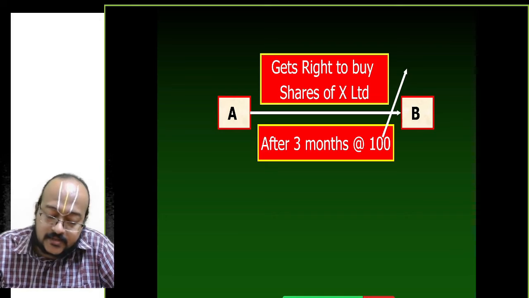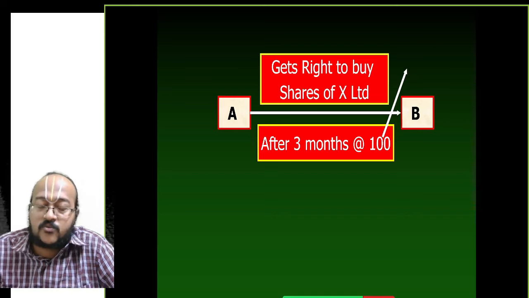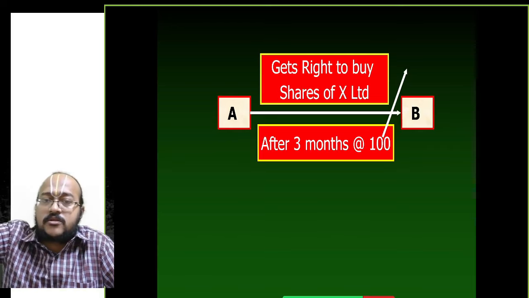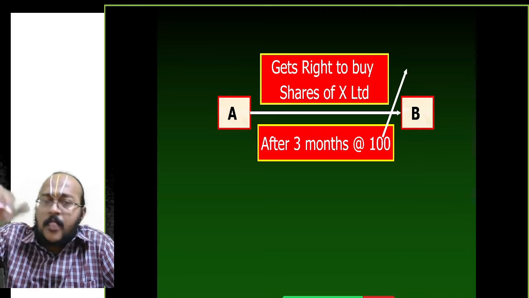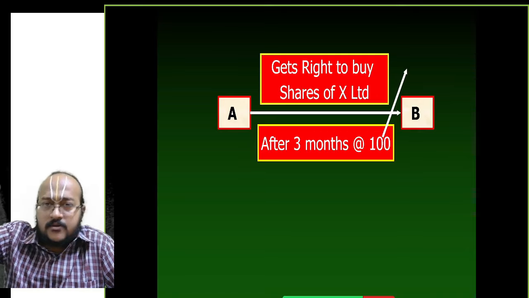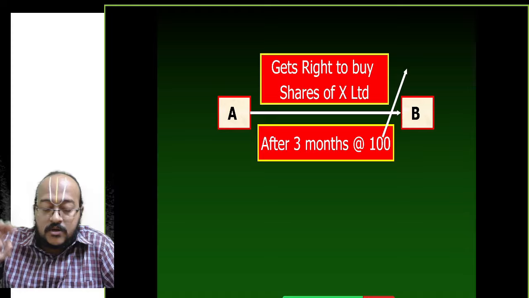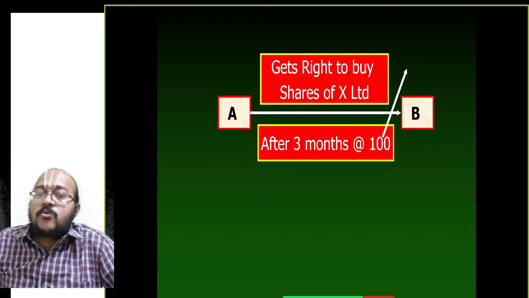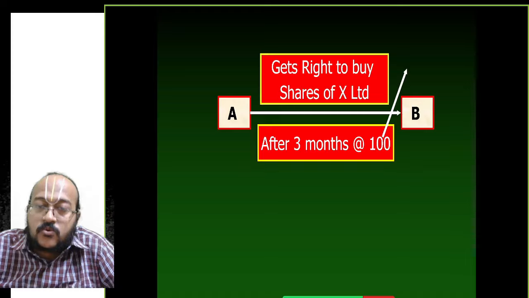See, he gets the right to buy the shares of X Limited after 3 months at 100 rupees. Earlier I used 2000 just for example, with Reliance shares. Here, assume it to be 100. This example we will take separately, and then I will link it with Reliance Limited. Got it? Just assume you are going to buy X Limited shares tomorrow, but I am fearful of a price increase. That's why I am entering into a contract.